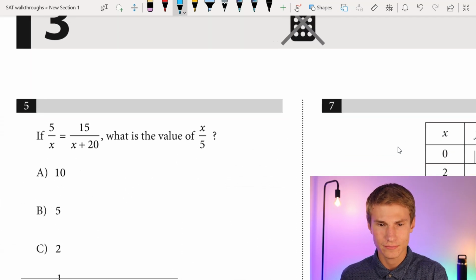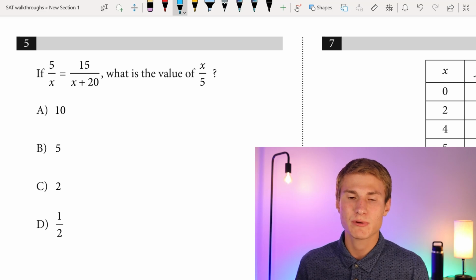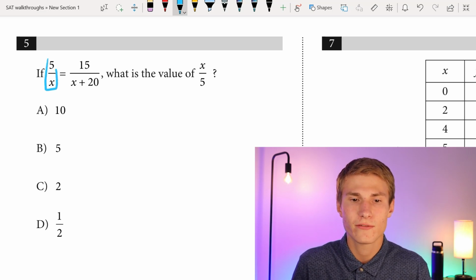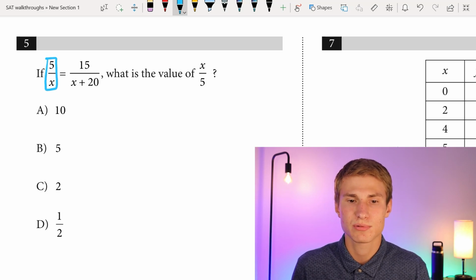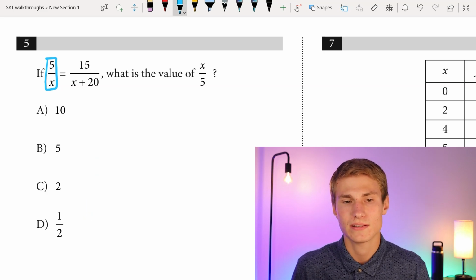All right, moving on to number 5. If 5 over x is equal to 15 over x plus 20, what is the value of x over 5? In this case, we actually have to go through it and solve for x first, because even if we flip this 5 over x, all we would end up with is x plus 20 over 15, which obviously is not any of our answer choices. So we're going to go ahead and solve for x.